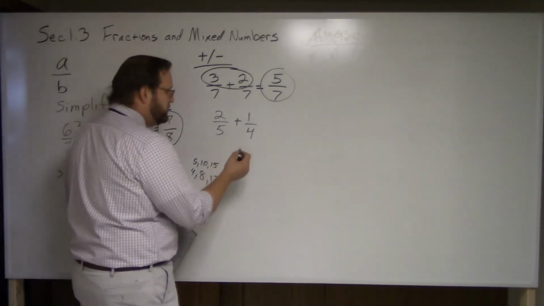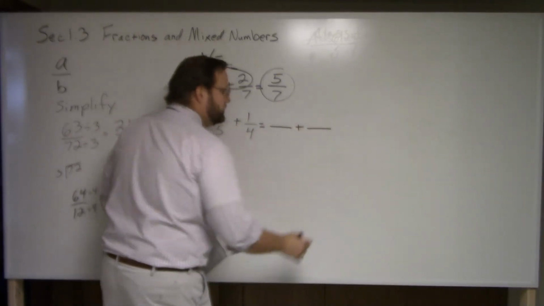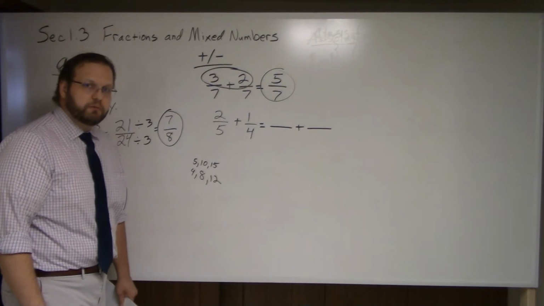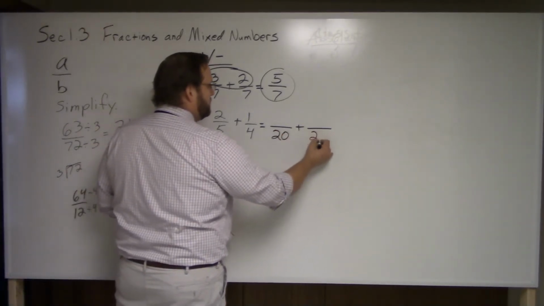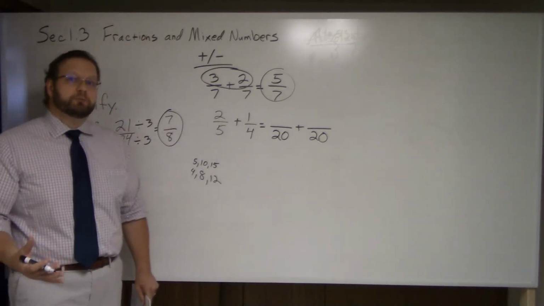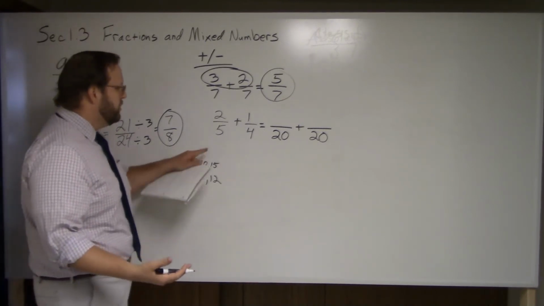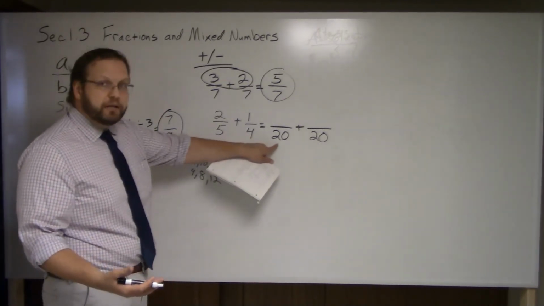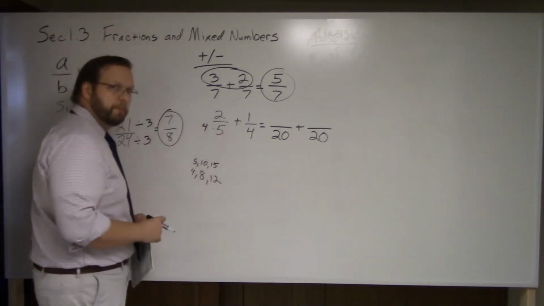Okay, so what I'm going to do is change this into two equivalent fractions. Okay? So I want both of these to have a denominator of 20. Now how do I do that? I use multiplication, hence the multiple that we're looking for. Okay, so what do I multiply a 5 by to make it a 20? I multiply it by a 4.